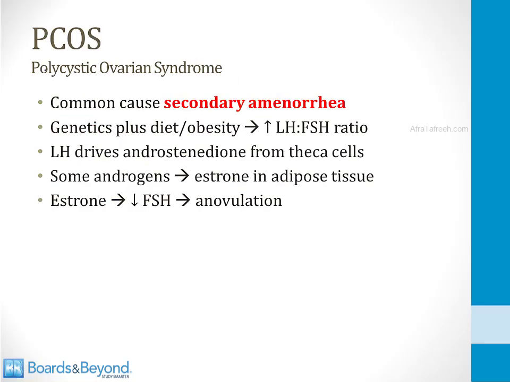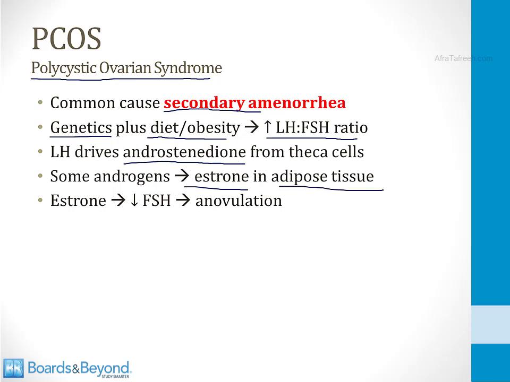The final cause of amenorrhea I'll discuss is the polycystic ovarian syndrome, which is a common cause of secondary amenorrhea. This disorder is very complex and it's incompletely understood, but it's believed that a woman's genetics plus environmental factors like her diet, which can lead to obesity, raises the ratio of LH relative to FSH in the serum. The LH drives production of androstenedione from theca cells, and androstenedione, as you may know, is an androgen. It will be released into the serum, where some of it will be converted into estrone by adipose tissue like we talked about previously. The estrone then further suppresses the FSH level, and this leads to anovulation.